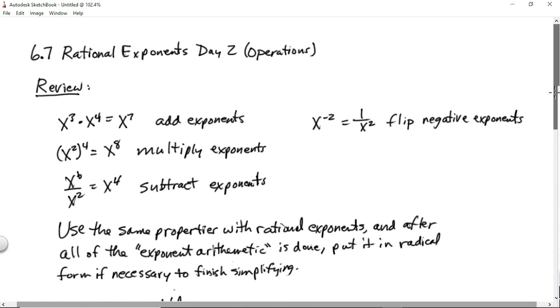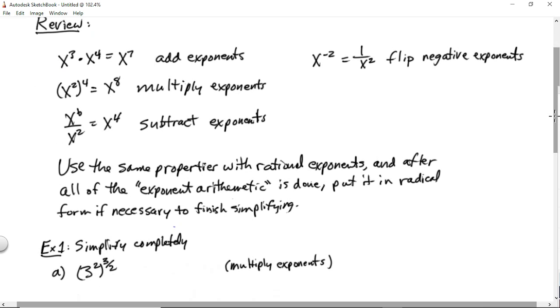Okay, so look at this note down here. We will use the same properties with rational exponents. So you add them when you multiply. You subtract the exponents when you divide, and so on. When they're fractions, you do it the same. You do the same thing. And then after all of that exponent arithmetic is done, we'll put it in radical form if necessary to finish simplifying.